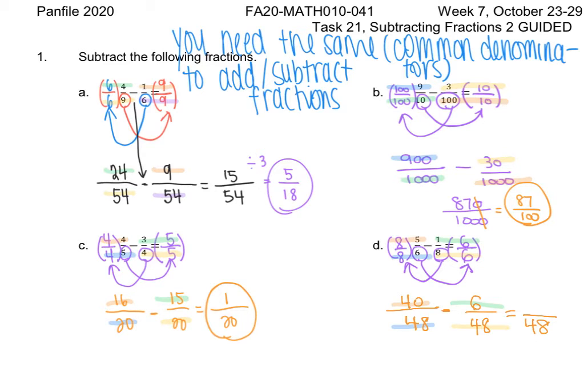40 minus 6 is 34. Those are both even numbers. So then I am able to simplify it down to 17 over 24. 17 is prime. So that's going to be it. And I am done at 17 over 24.